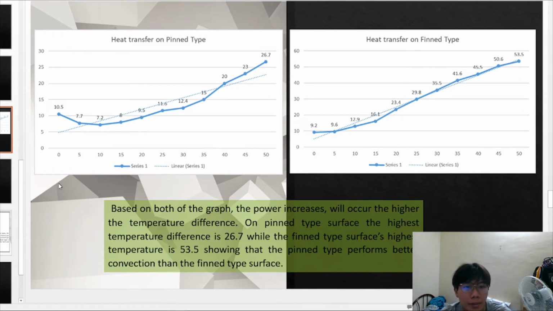For the fin type, as the power goes up, the temperature goes up. For the highest peak is 53.5. Meanwhile, for the pin type, the highest is 26.7. This shows that the pin type actually performs better convection than the fin type surface.